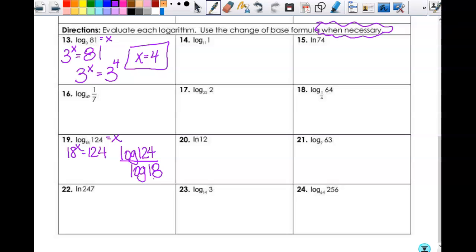Okay, so then when we do that, we get the log of 124 over the log of 18. Then what? Evaluate each logarithm. Do you need to do change of base or anything with it? Yeah, 0.668. Okay, we good on that? What questions do you have? We good? All right, good deal.